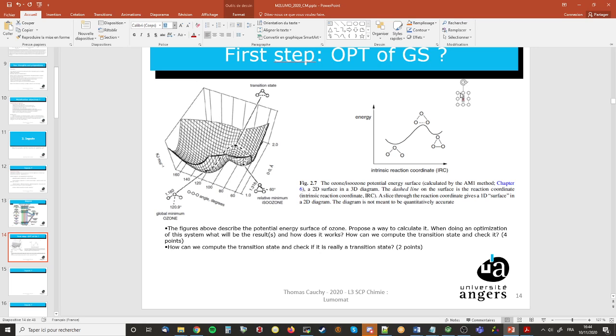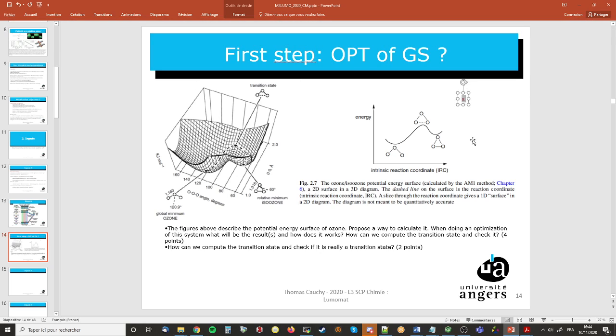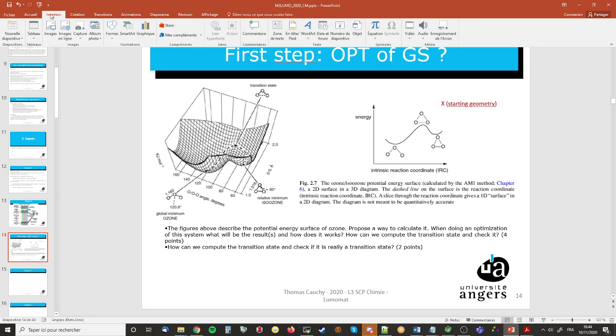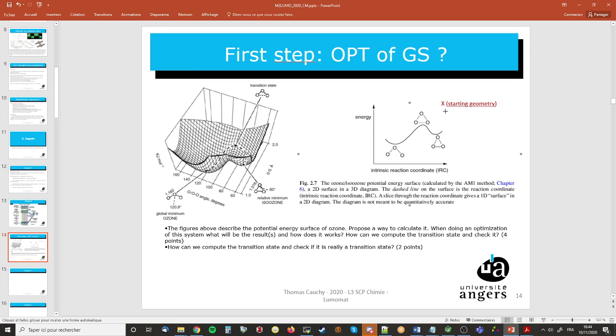Okay, so your starting geometry, you start your geometry here. What the program will do is to start to minimize the energy for this geometry. So the first thing that it will do, it will minimize the energy.